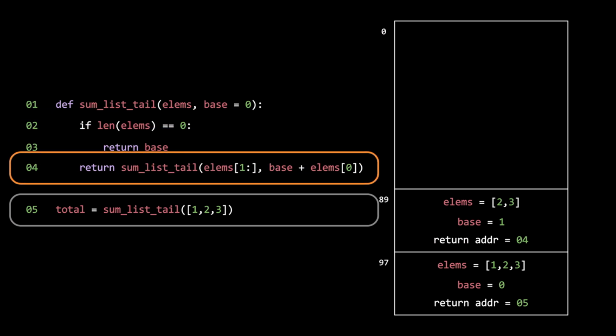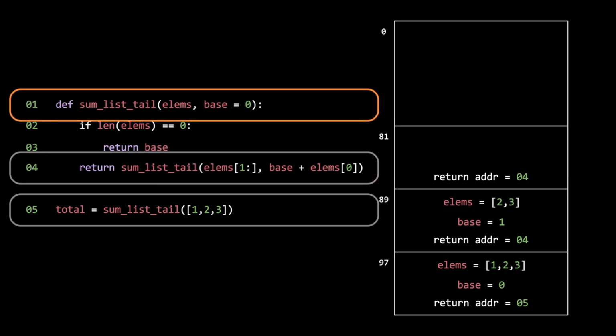But let's take a quick look here. We're going to call sumListTail with elms[1:]. That means the remaining elements, skipping the first element. We're going to skip the 2 this time. And the first argument, elms, is therefore going to be just the list containing 3. But then we're going to take base, which is equal to 1, and add to it the first element of elms, which is 2. So this time base is going to be equal to 3. Okay, so we're going to remember that the return address is 4. The elms value is going to be the list containing just 3, and base is going to be 3.